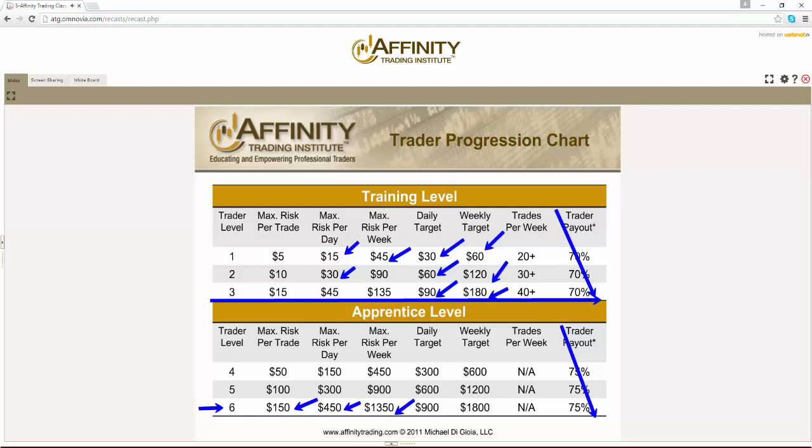Now, what is the one no-no? Losing your maximum risk per week or hitting your weekly target and then going negative. Because we really want you to apply the 30% rule, which is when you hit your daily or weekly targets, that you keep at least 70% of that target and stop trading.